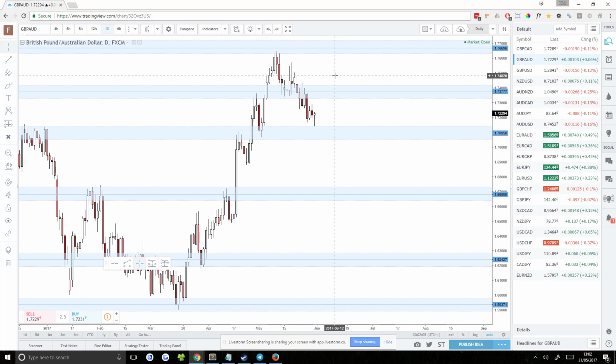GBPAUD, same kind of situation really. Just looking for a move up, reversal. I'm not going to go too much into depth here because we talked about this yesterday in a lot of detail. So there's no reason to go into too much detail here. I'm just looking for a continuation reversal. I'm looking for a pullback to my support resistance area, this one here, and then I'm looking for a move down, a continuation.